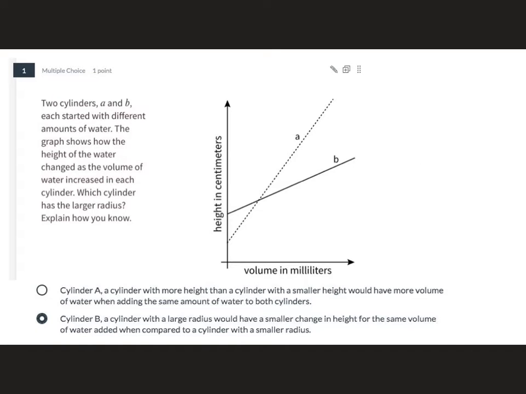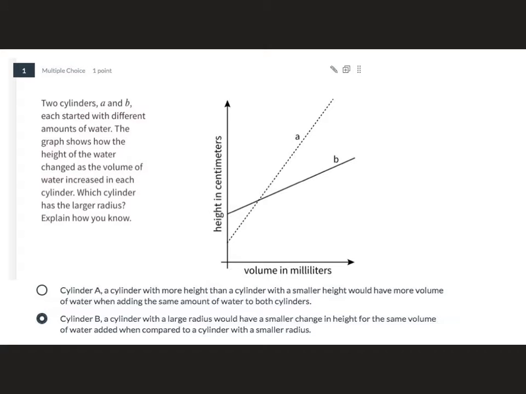All right, here is number 1. It says we have two cylinders, A and B. Each started with a different amount of water. The graph shows how the height of the water changes as the volume of water increases. So we're checking to see which one would actually be true with this graph. The first part says cylinder A is a cylinder with more height than the cylinder with the smaller height and would have more volume of water when added to the same amount of water to both cylinders.